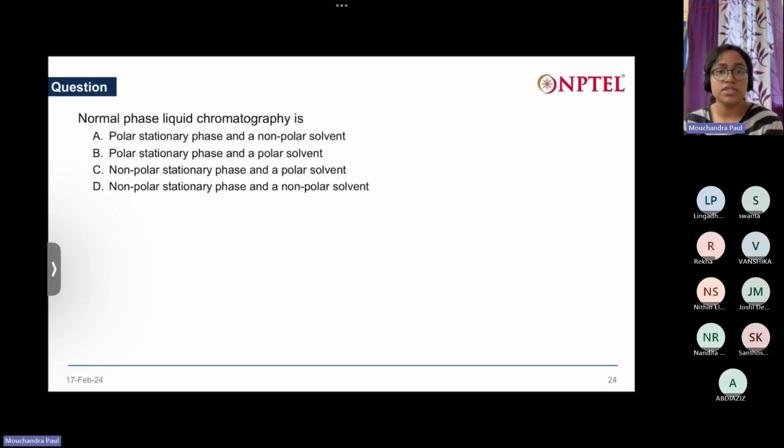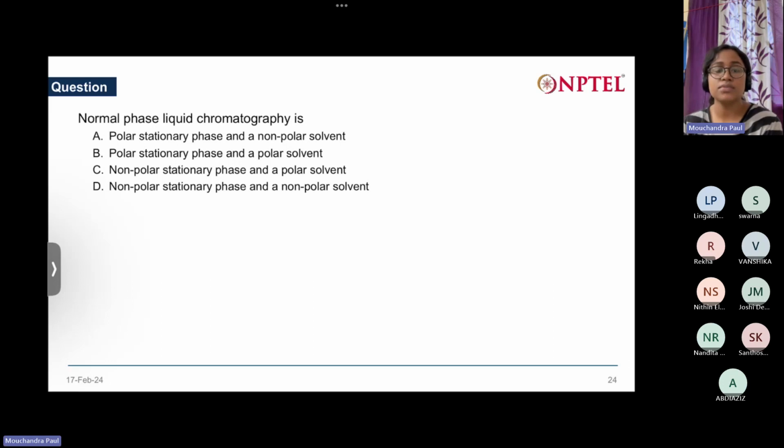So this is one question for you all. You can use liquid chromatography as I told you. Now there are two types of liquid chromatography. One is normal phase, another is reverse phase. So here I'm asking, what is a normal phase liquid chromatography?